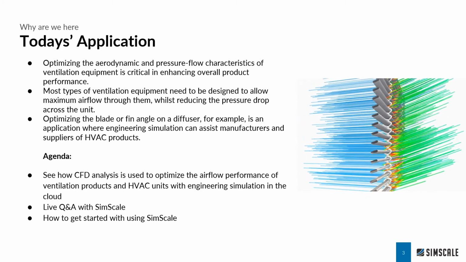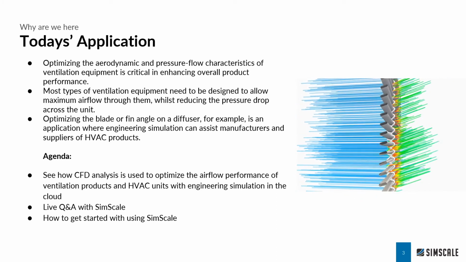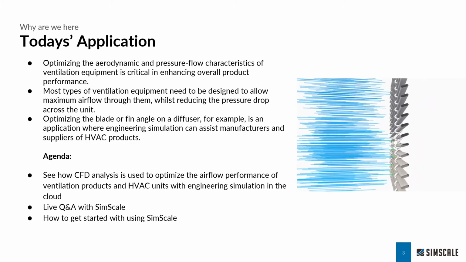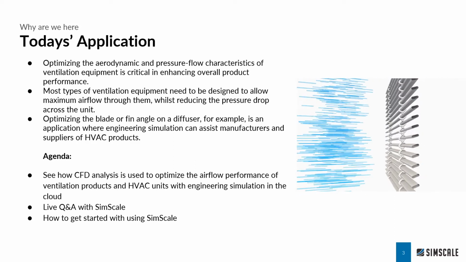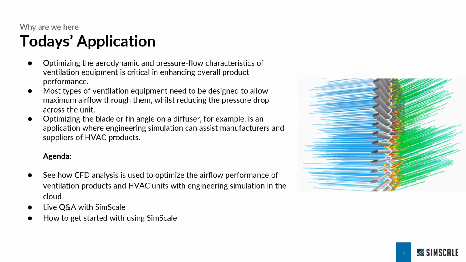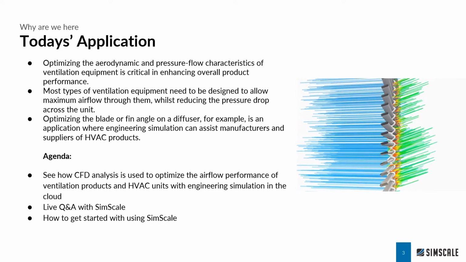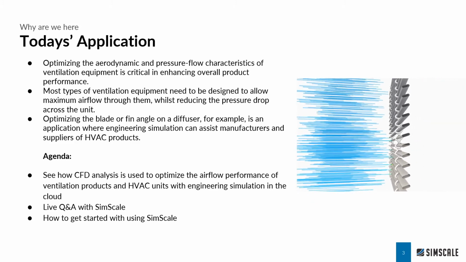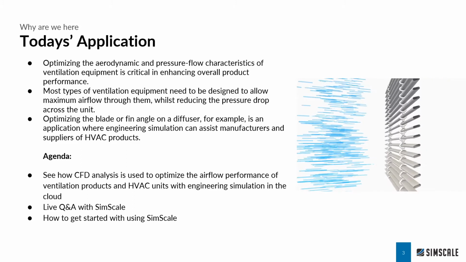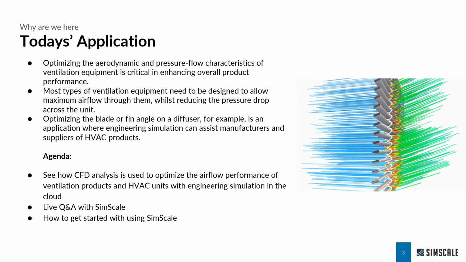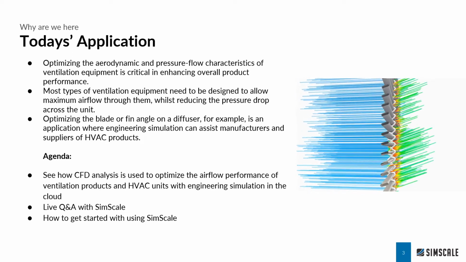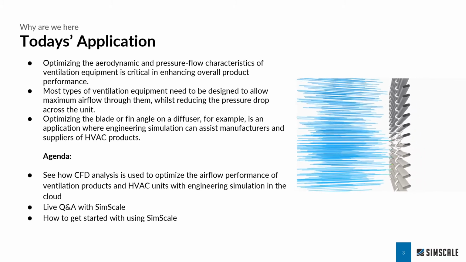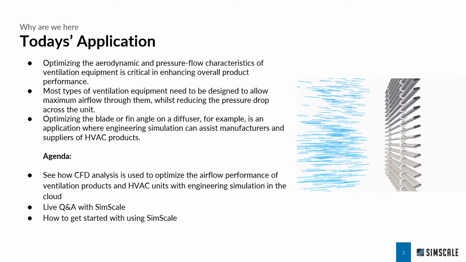Now, we know that most types of ventilation equipment need to be designed to allow the maximum airflow through them, whilst reducing the pressure drop across the unit. And optimizing the blade or fin angle on a diffuser, for example, is an application where engineering simulation can assist manufacturers and suppliers of HVAC products, but also assist designers and engineers in sizing and placing ventilation equipment concisely and clearly and more accurately.